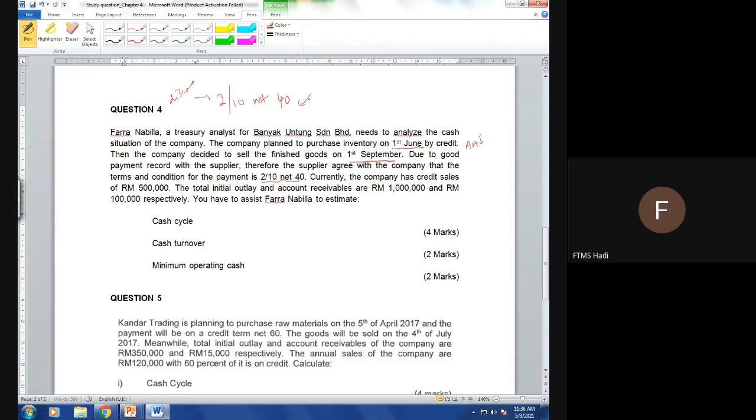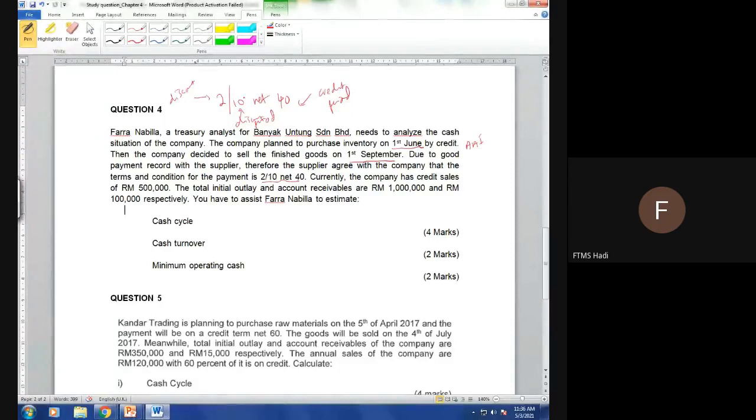Okay, this is the credit period and this is the discount period. What that means is the company will get a discount of 2% if they pay from day 1 until day 10. That means if they pay earlier, they will get a 2% discount.